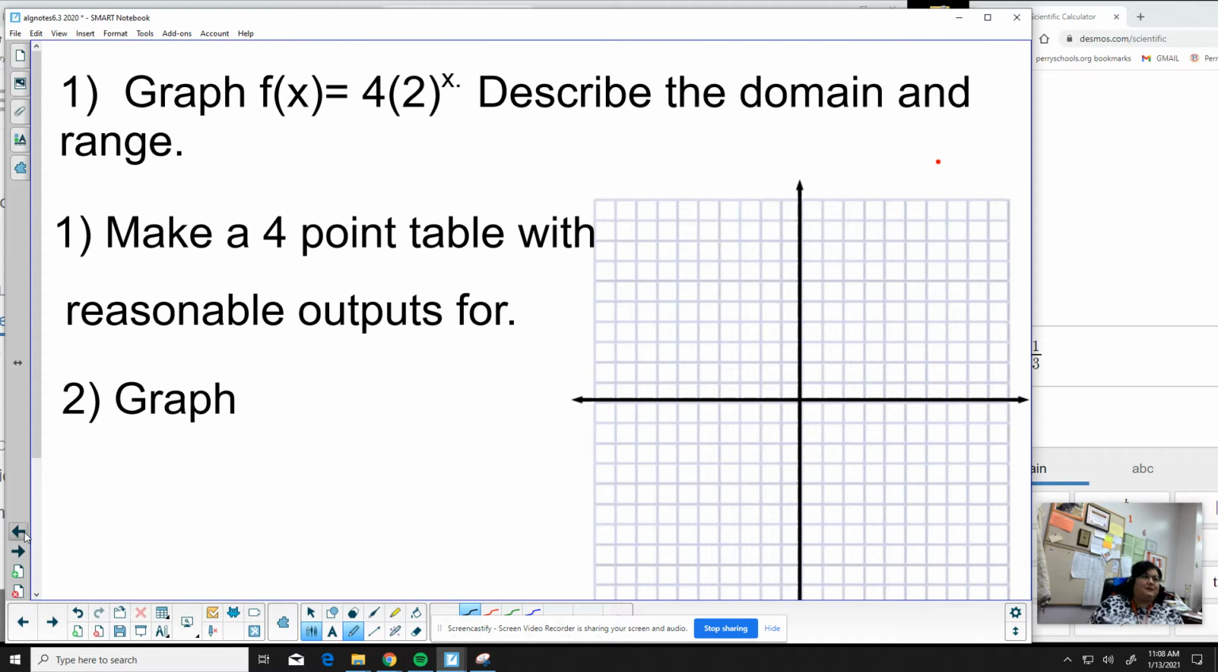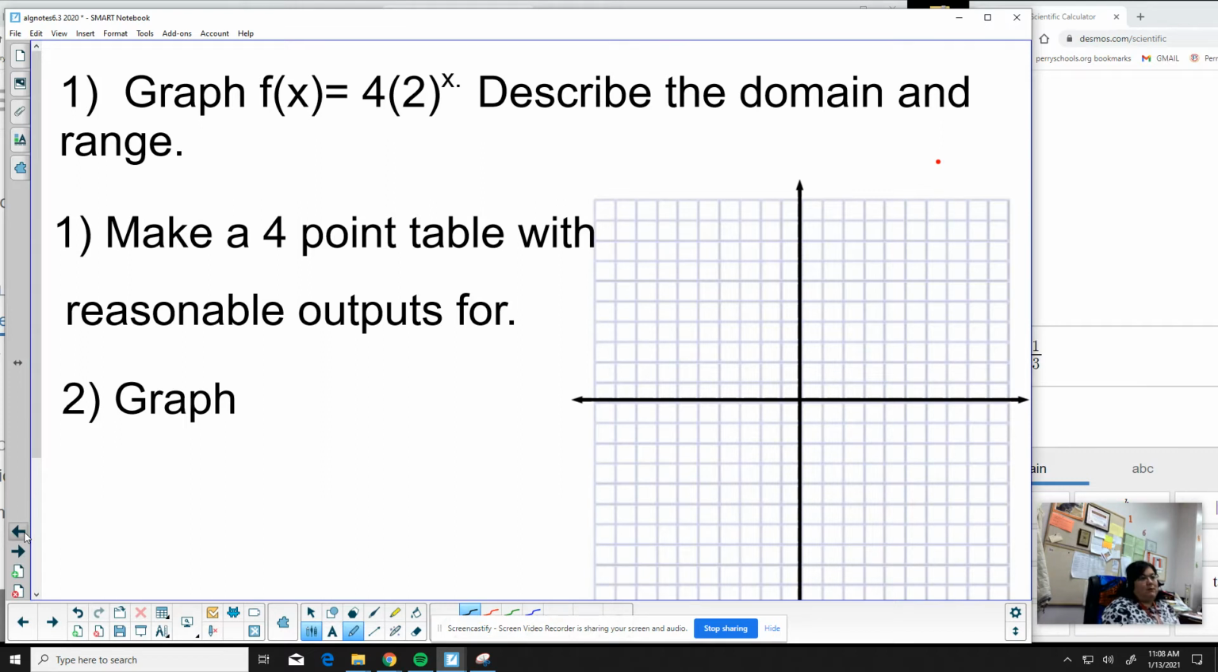The last piece of 6.3 is to graph. So you're going to be graphing on Big Ideas. So graph f of x, remember that's the same as y, equals 4 times 2 raised to the x. Describe the domain and the range.